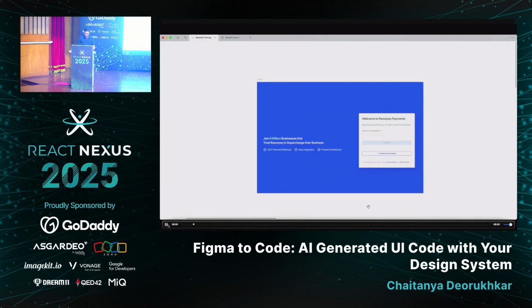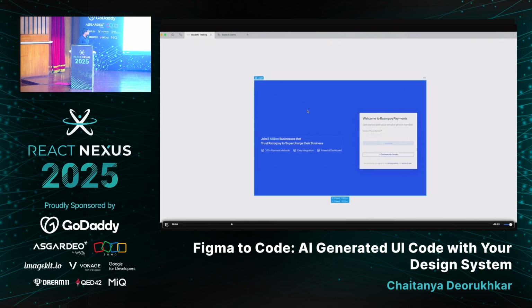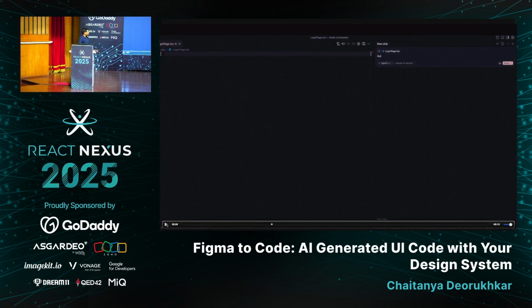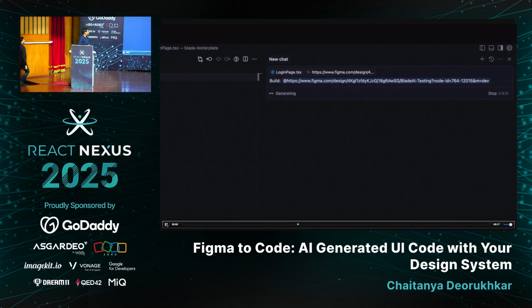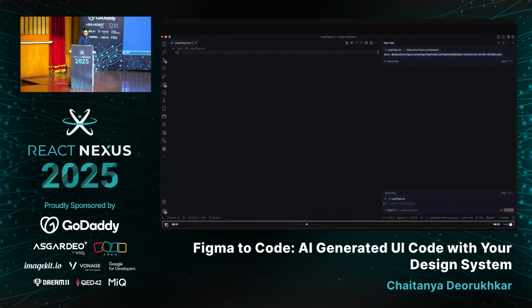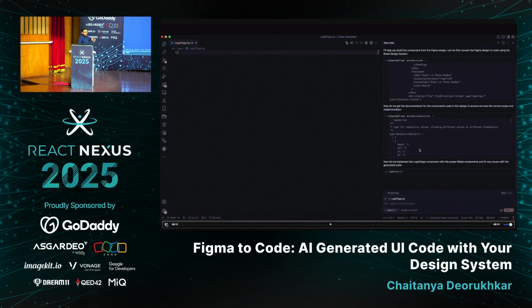So here I have a login page, and this is on my Figma. It has a hero content on the left and a floating card on the right with some components for login within it. I'm going to copy the link to this UI design from Figma. I've opened up Cursor, which is the IDE that we use on a day-to-day basis. And Cursor has an AI right in there, and I'm going to ask it to just build and give it the Figma link.